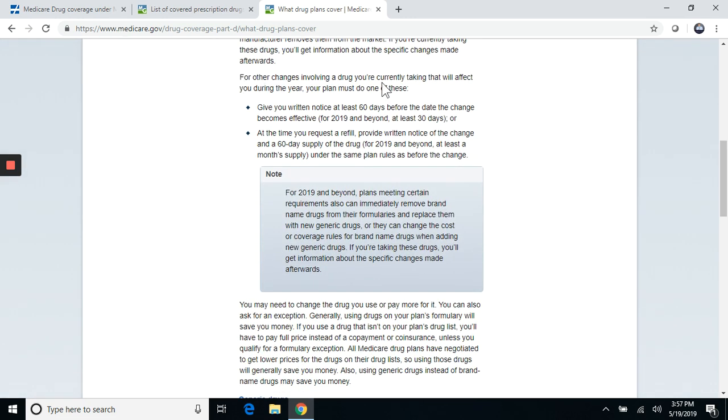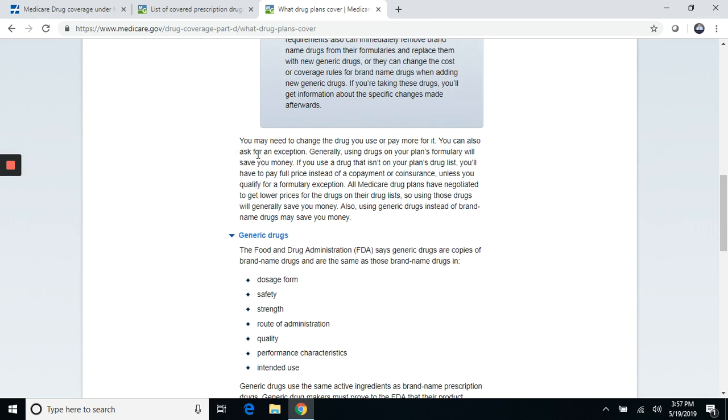For other changes involving a drug you're currently taking that will affect you during the year, your plan must do one of these. They must give you written notice at least 60 days before the date the change becomes effective. Or, at the time you request a refill, provide written notice of the change and a 60-day supply of the drug; for 2019 and beyond, at least a month's supply under the same plan rules as before the change. Going on. You may need to change a drug you used or pay more for it. You can also ask for an exception.